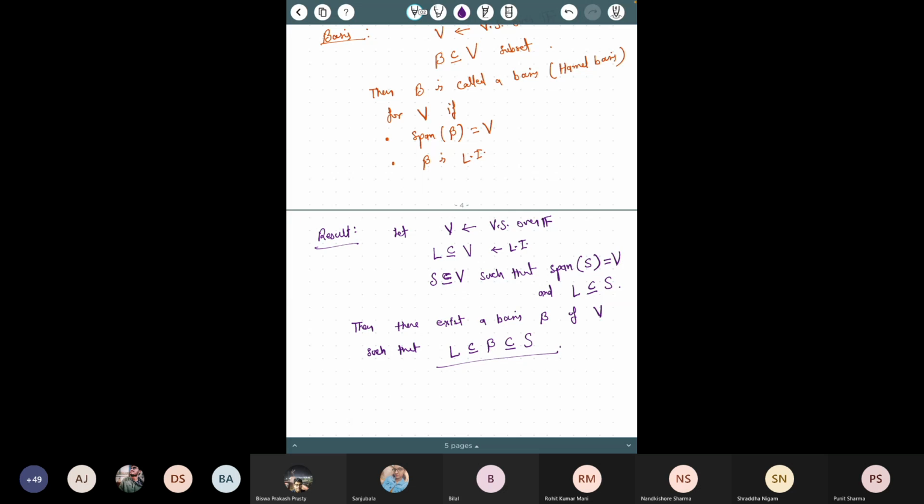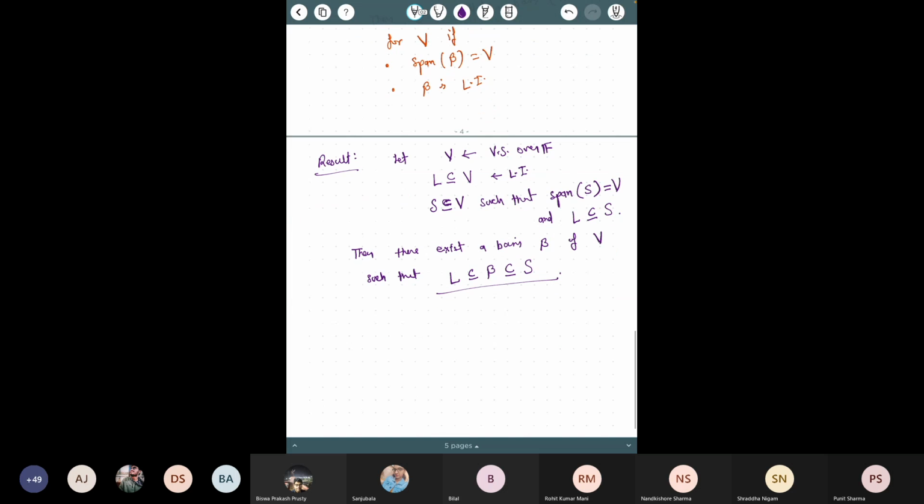Okay. Now see, suppose we are able to prove this result. I will prove this, don't worry. But let's see the consequences of this result. So what does this result say? It says that if we have a vector space and any linearly independent set, let's say L, and if we have a spanning set S of V such that it contains the set L, then we can always find a basis B of V such that L is a subset of B and B is a subset of S.